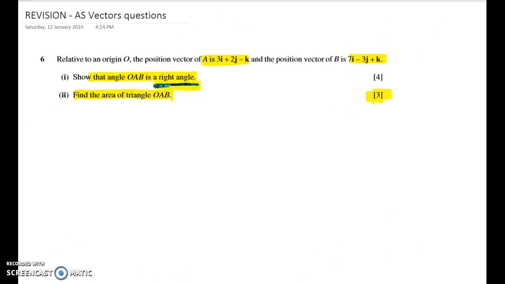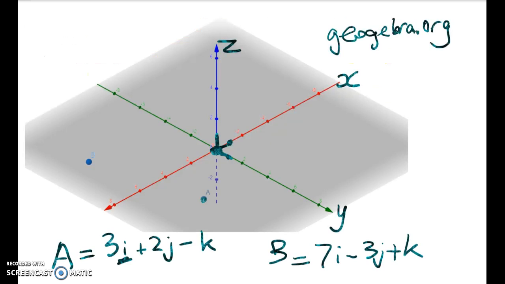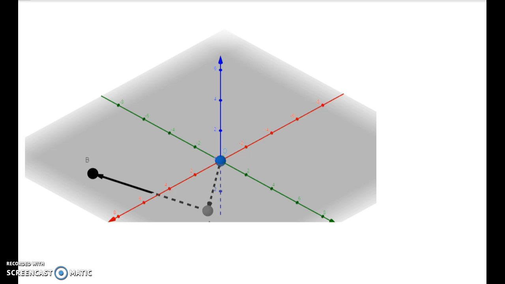So let's look at what the question wants us to do. It wants us to show that the angle OAB is a right angle. So now we're going to start to make some vectors and join some things up. So this is A and this is B. We're now showing this here is the vector going from O to A, and this is the vector going from A to B. And we could do a dotted line back here.